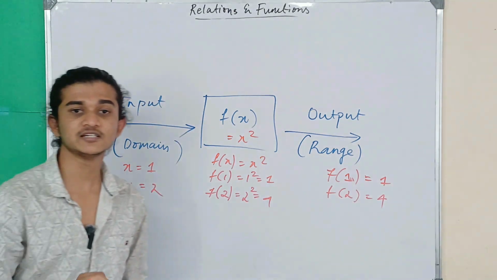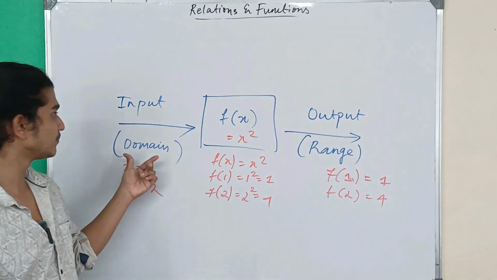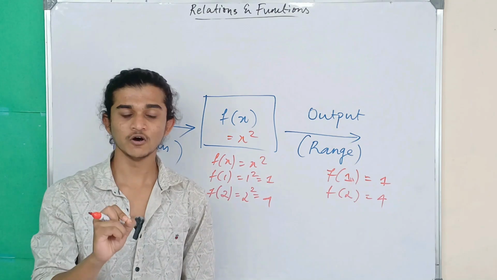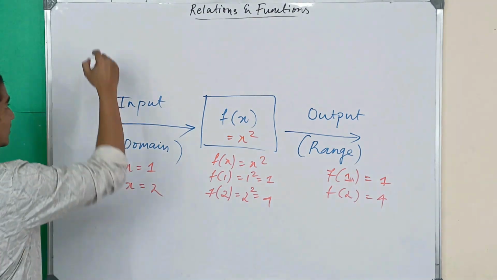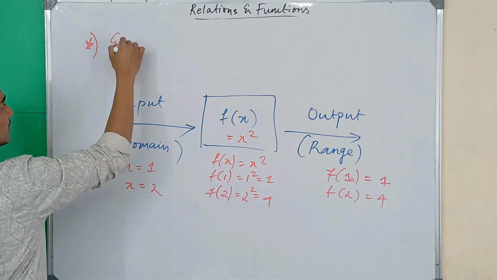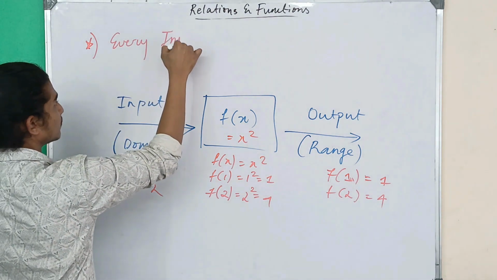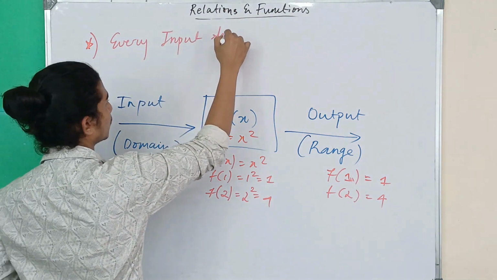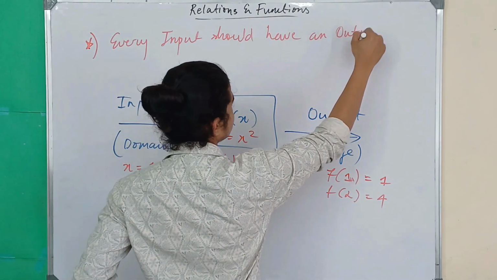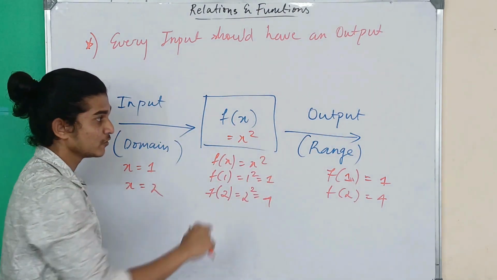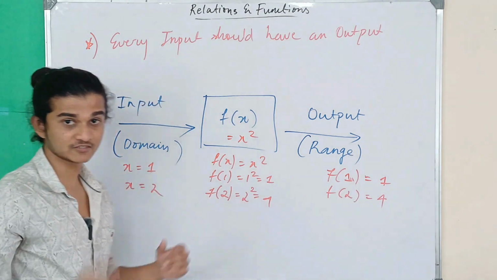So a function is basically a special type of relation in which every single input has a specific output. In order for a relation to become a function, there are two important criteria. The first criteria is that every input should have an output. So every input you give, you should get an output.